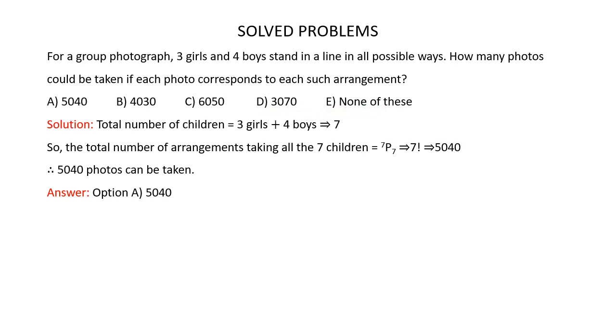So it's given that there are three girls and four boys. So total number of children is seven. So the total number of arrangements taking all the seven children is 7P7, which is nothing but 7 factorial. And 7 factorial is 5040. So 5040 photos can be taken. The correct answer is option A, 5040.